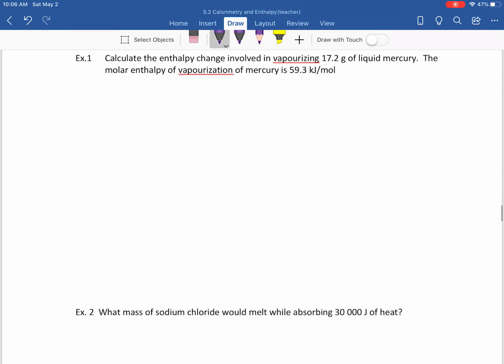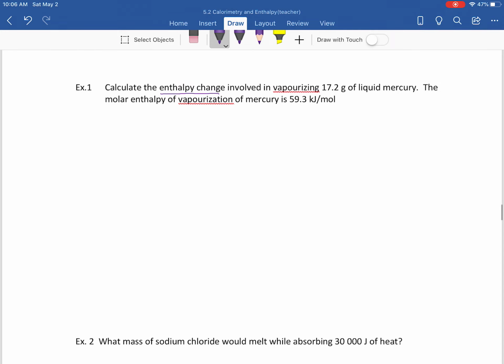So number one, calculate the enthalpy change. So we're looking for the enthalpy change involved in vaporizing 17.2 grams of liquid mercury. The molar enthalpy of vaporization of mercury is this. So first off, what do we know? Well, we know that my mass of mercury is 17.2 grams. We know the molar enthalpy of vaporization is 59.3. Now take a look at my units, kilojoules per mole.